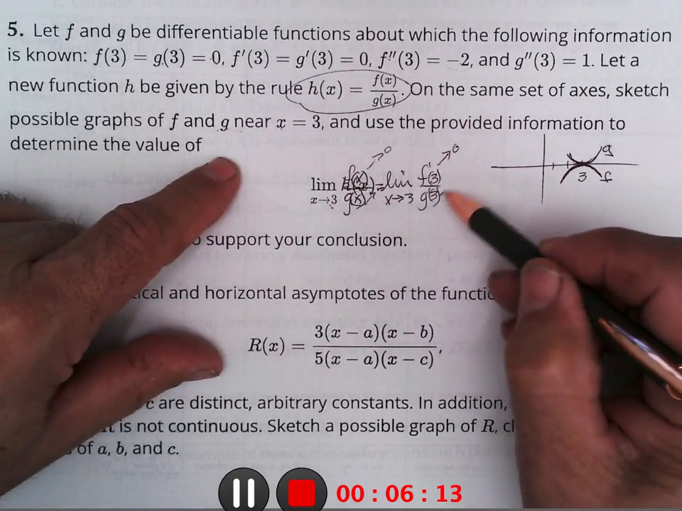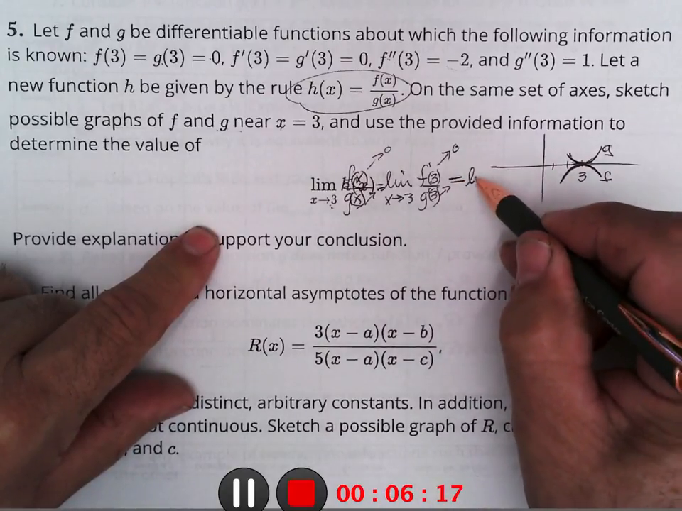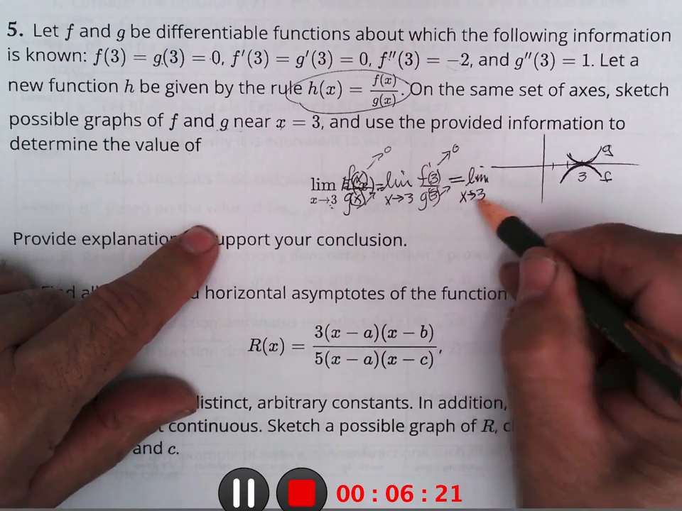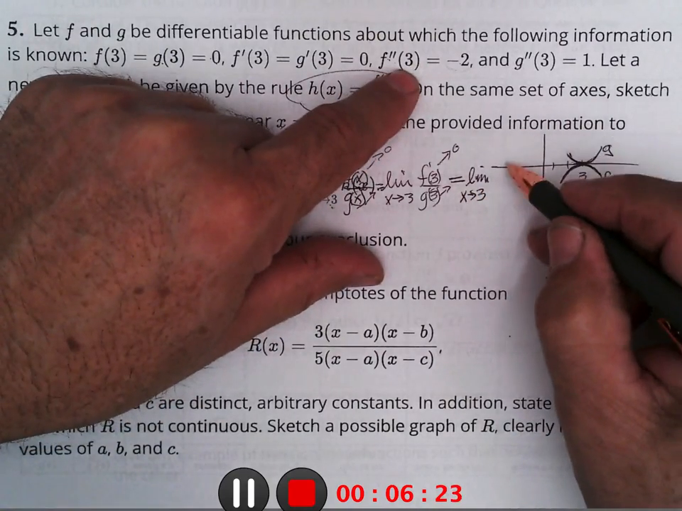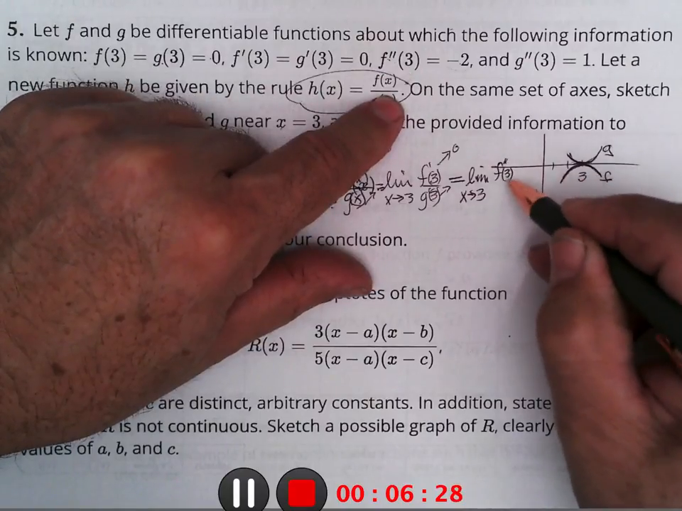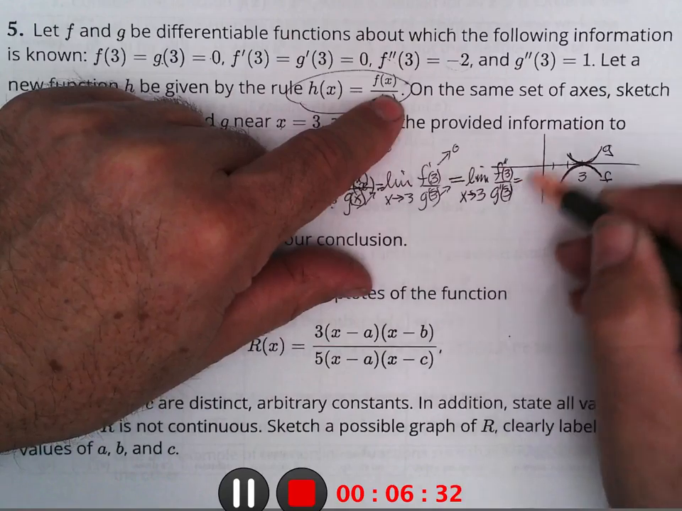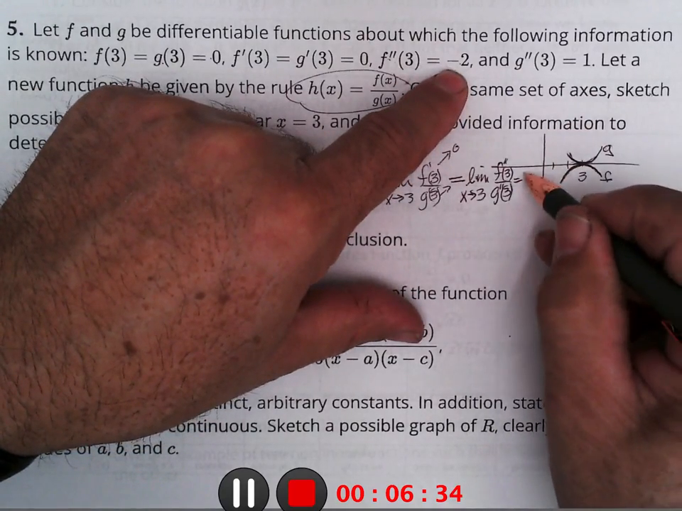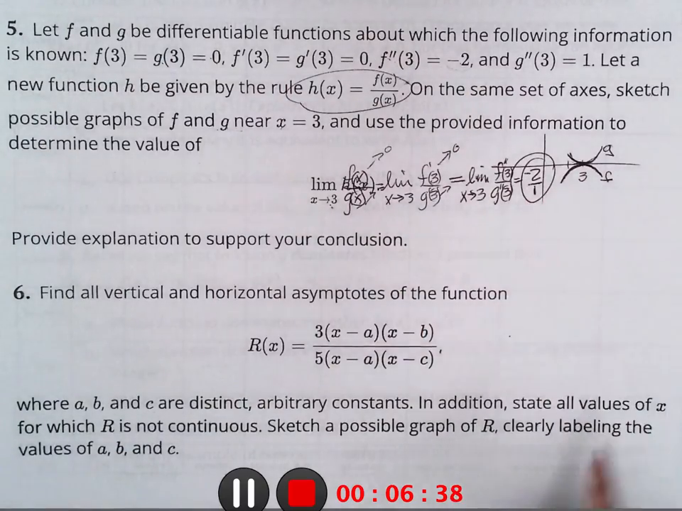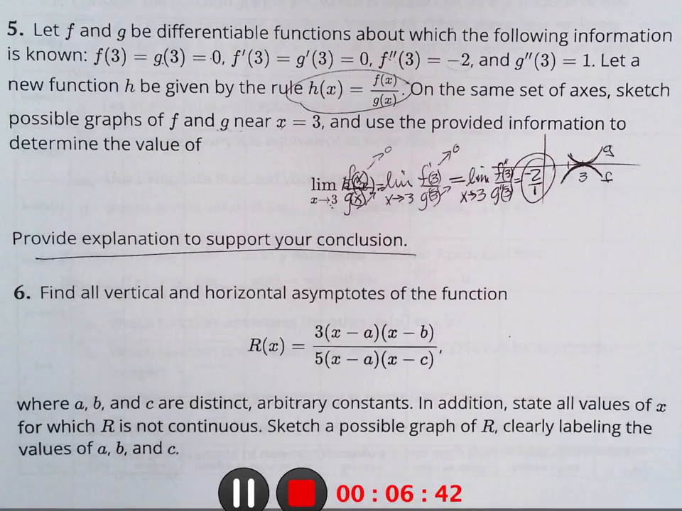So we can do L'Hopital's rule again, and it would be the limit as x approaches 3 of the second derivative, which would be f double prime of 3 over g double prime of 3, and that turns out to be negative 2 over 1. Okay, and I've kind of explained as I've gone along.